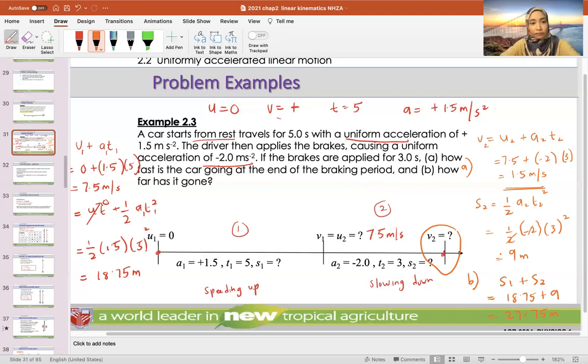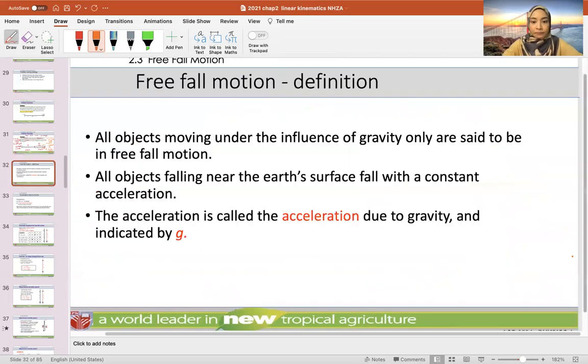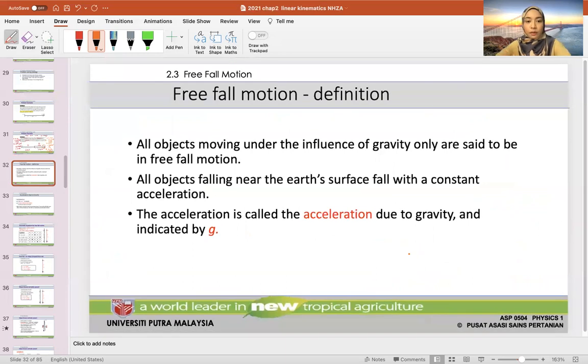Okay, so I hope everyone is comfortable with linear kinematics already at this point, because now we are going into free fall, which is another concept. Okay, so free fall, what is the definition here? So all objects moving under the influence of gravity only are said to be in free fall motion. Dia kena under influence of gravity only, only. All objects falling near the Earth's surface fall with a constant acceleration.